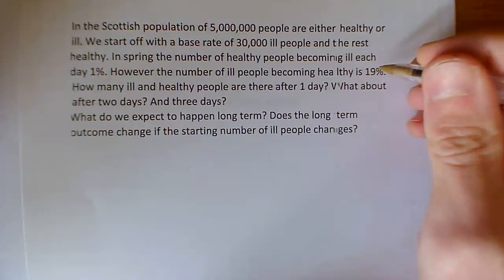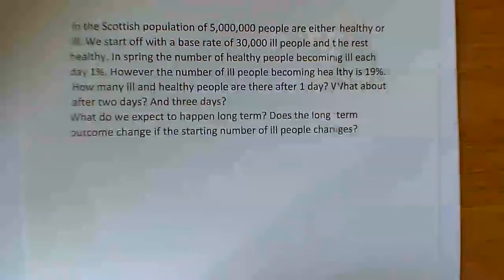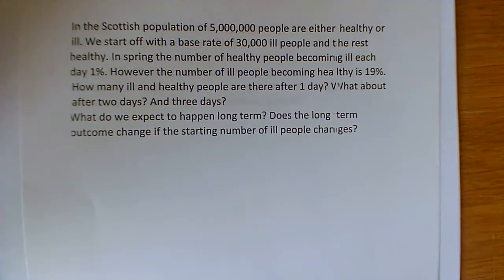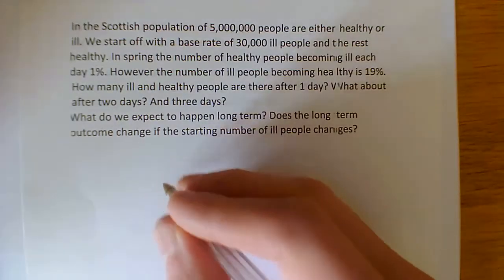If you tell people that 19% of people that are ill are getting healthy and only 1% are getting ill, most people intuitively would say, wow, okay, the number of ill people is going to go down really quickly. And actually, that is not what we see happening in this situation, as you have probably discovered by calculating the numbers. So let's make a little table.